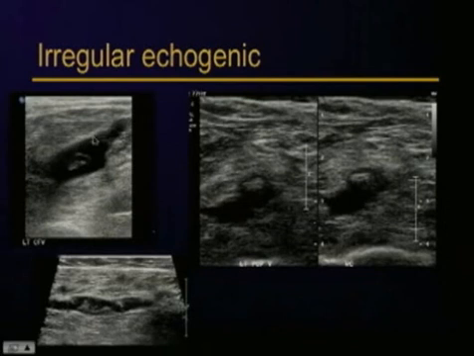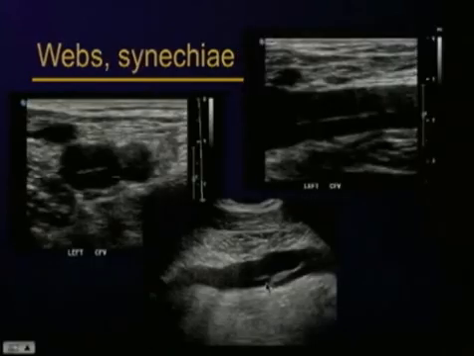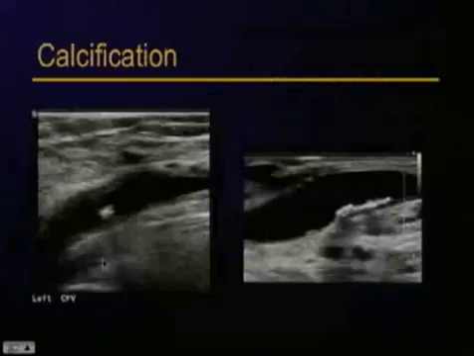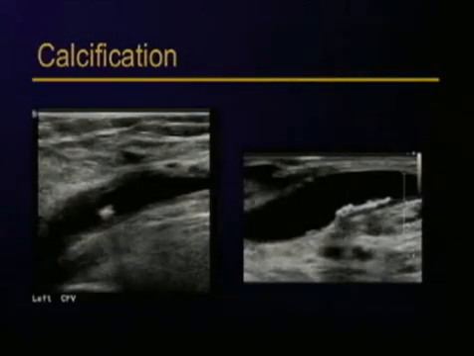Over time, thrombus can appear irregular. It can increase in echogenicity, or may not. As the thrombus is resolving, it may leave behind a web or a synechia, and these may sometimes be attached to scarred valves and cause incompetence of the valves. Over time, the thrombus may calcify and not completely resolve.